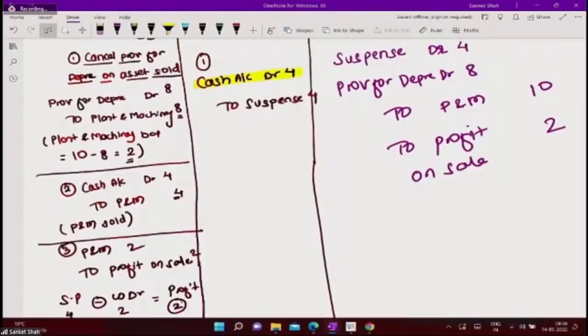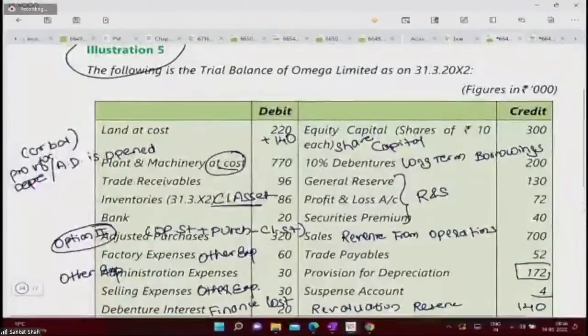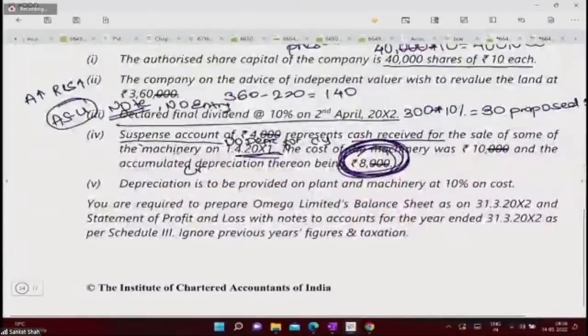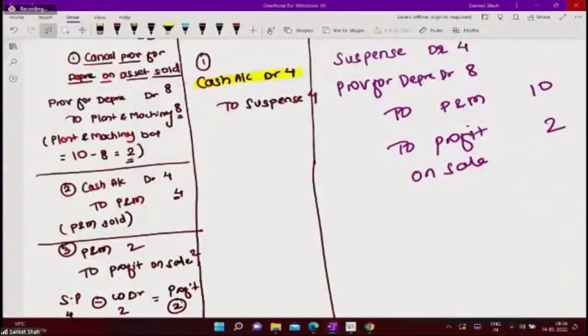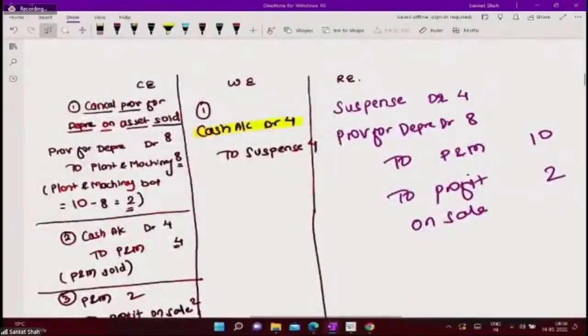Beta, wrongly we credited suspense account. Why? Because it's given in the question that suspense is showing 4 rupees balance, and the explanation is here. The cash received is recorded. Suspense account represents that 4 rupees. So in the wrong entry we have to give credit to suspense account.